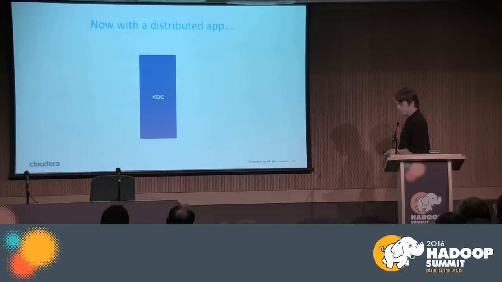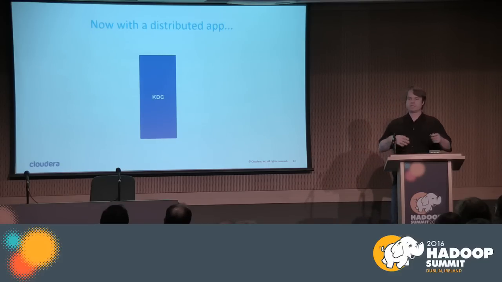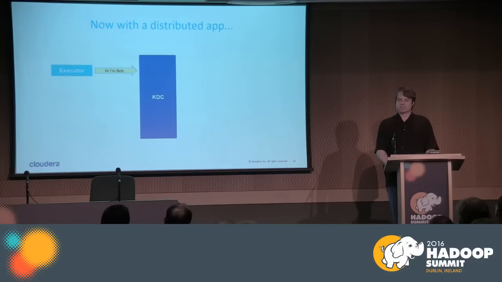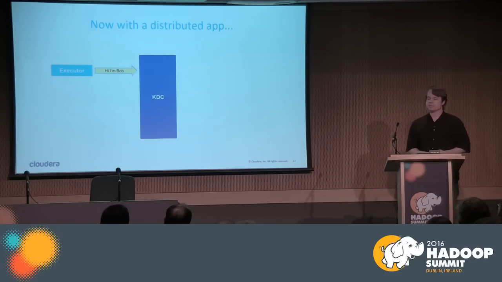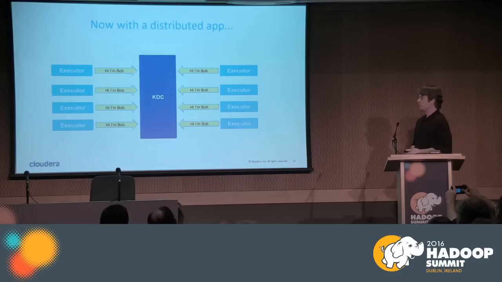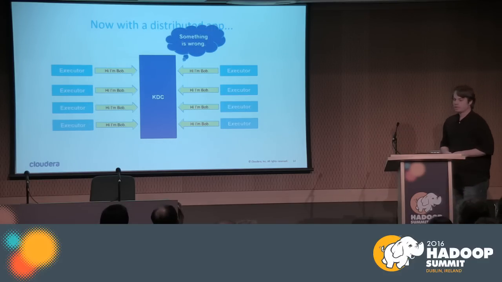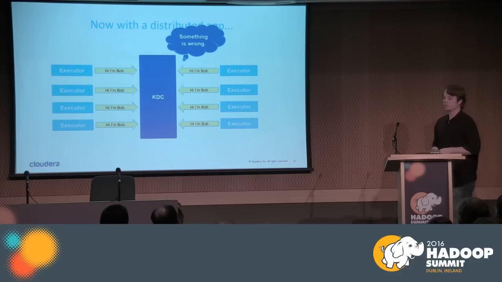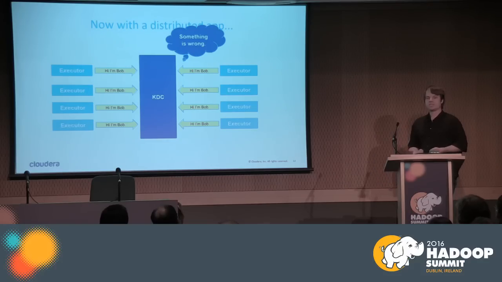So what changes with a distributed application? You have your KDC happily serving authentication information, and now you start a Spark application. An executor comes and says, I'm Bob, give me a ticket. Another comes, says, I'm Bob. And more executors are showing up saying they are all Bob. At that point, the KDC starts thinking that something might be going wrong. It might be under attack, or user Bob might be compromised. What happens is it starts denying authentication requests, and your application doesn't work anymore.